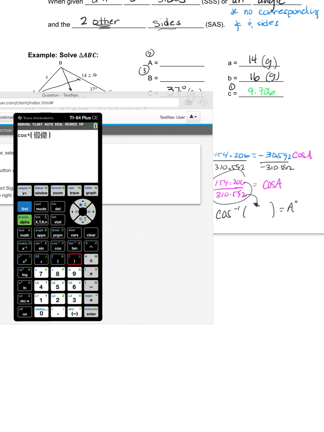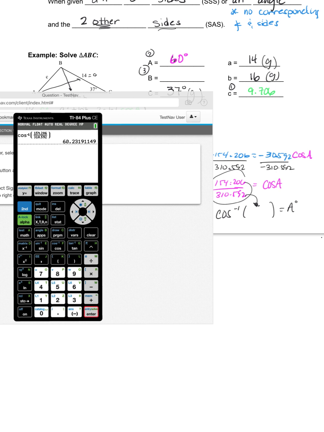So we enter, we get approximately 60.2319. Remember, we are to round angles to the nearest degree. Okay, so now we have our angle. So A is equal to 60 degrees. Okay.